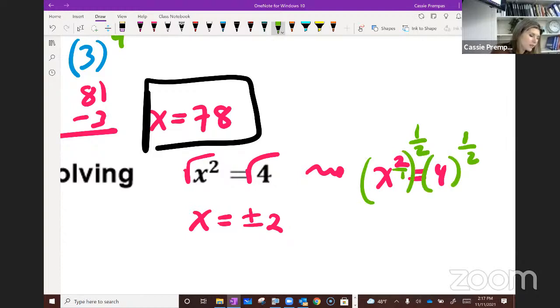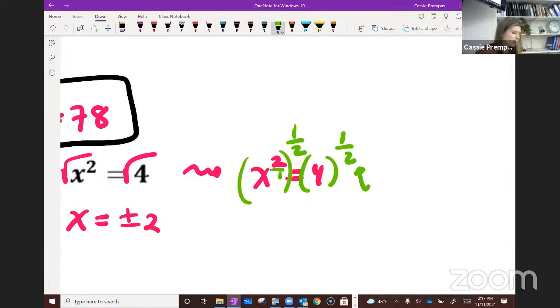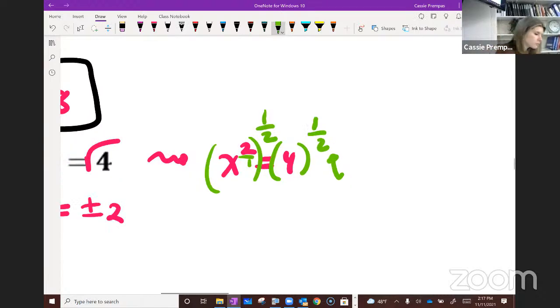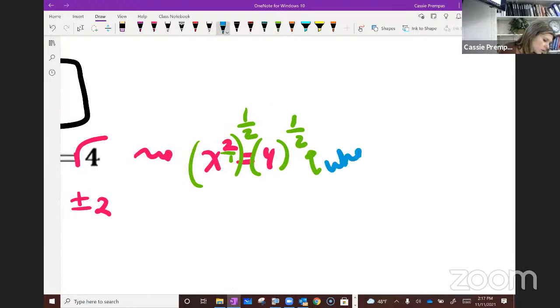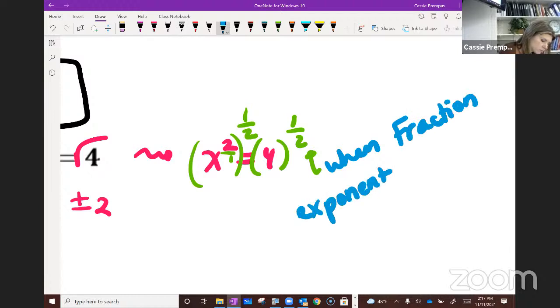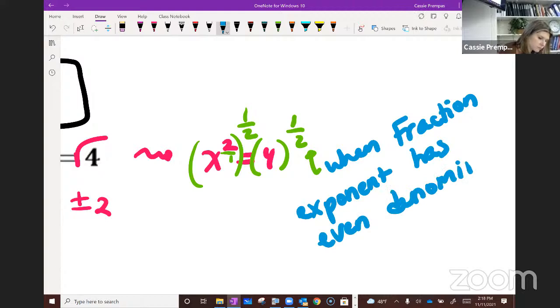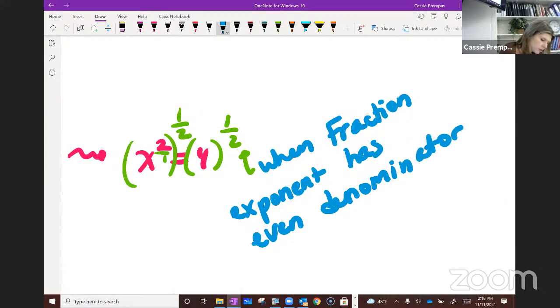So if you have a fractional exponent with an even denominator, you're going to have 2 solutions. So let's write it. When you have a fraction exponent that has an even denominator, you need the plus or minus, well, I should say plus and minus answer.